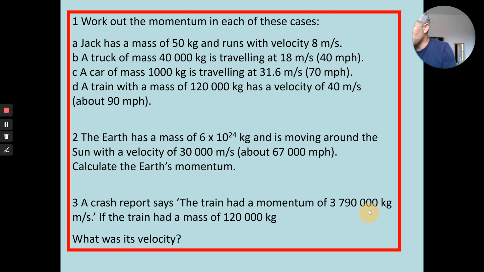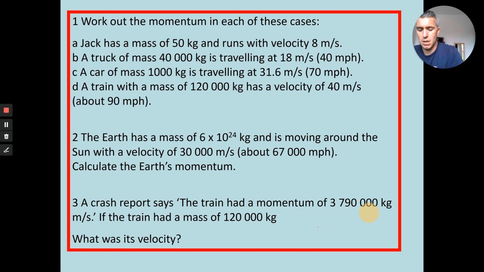So 6 EXP 24 gives you that in mass, gives you the velocity of the Earth of 30,000 meters per second, about 67,000 miles per hour, pretty fast. What is its momentum? And the last one, ooh, tricky. The train had a momentum of 3,790,000 kilograms meters per second. If it had a mass of 120,000, what was its velocity?